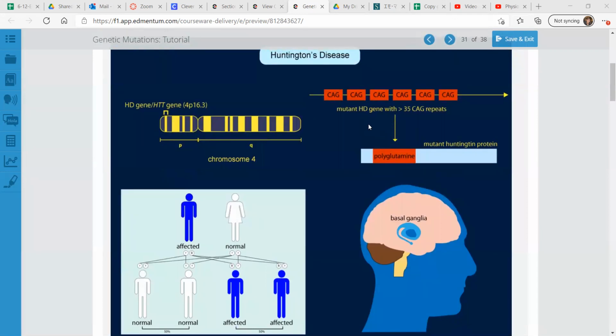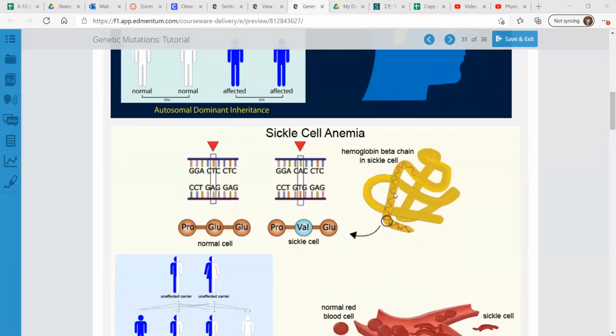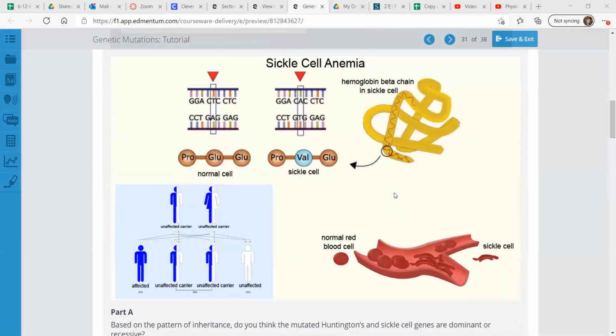This is Huntington's disease. We have the HD gene or the HTT gene, mutant HD gene with greater than 35 CAG repeats, polyglutamine, mutant Huntington protein. Here's a blue affected person. Here's a white non-affected person or normal. And then autosomal dominant inheritance, basal ganglia.